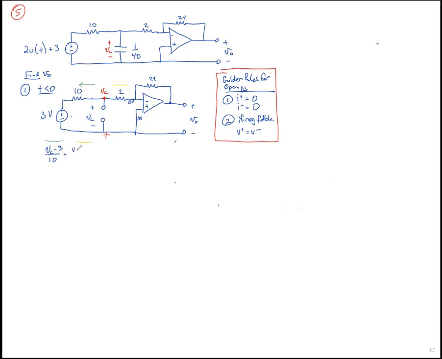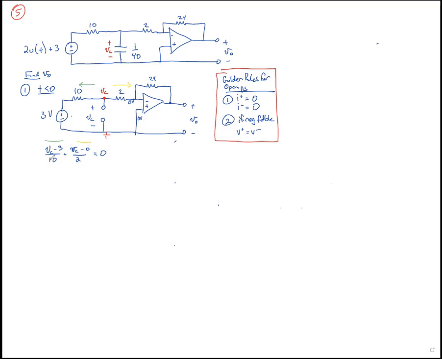That would be VC minus 0 all over 2. And that's it. Those are the only currents, equals 0. So we just sum the current in that direction. That has to be equal to 0. And a quick check says, yep, I've got one equation, one unknown, and I can solve for my VC. So that's how I'm going to do it.